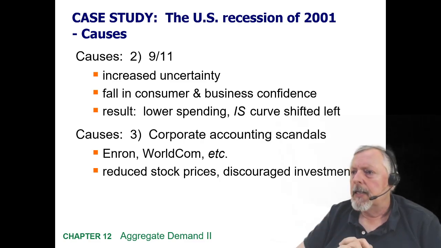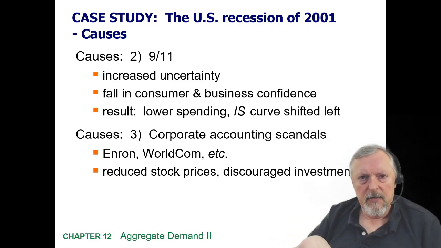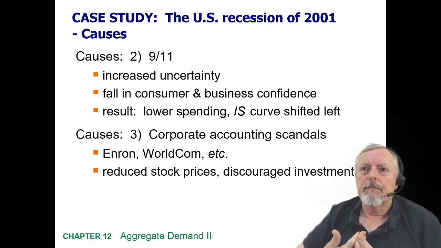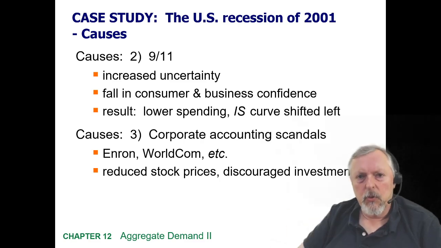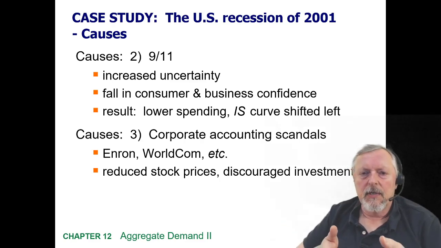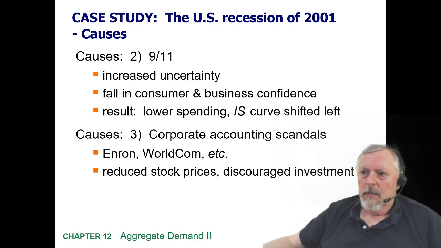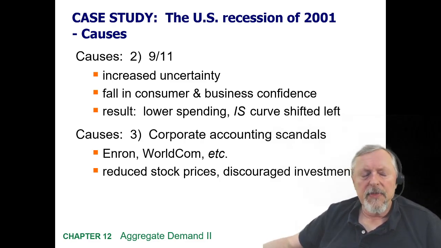The third shock: there were a number of accounting scandals at very prominent companies that came to light pretty much at the same time. Enron, WorldCom. If you're studying finance, you've probably heard these names. This caused a further reduction in stock prices. Individuals' wealth, household wealth, went down. This caused a further shift left of the IS curve. So, all these three things together produced a fairly severe recession.